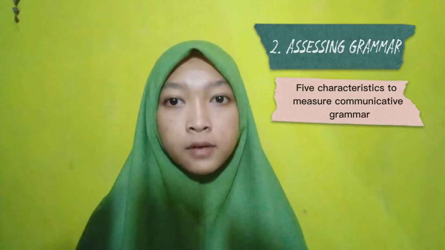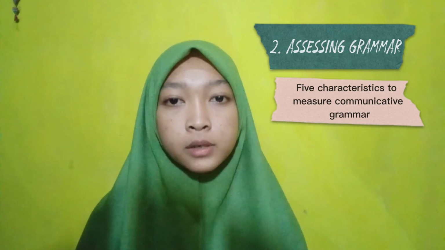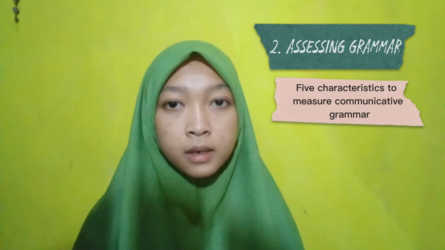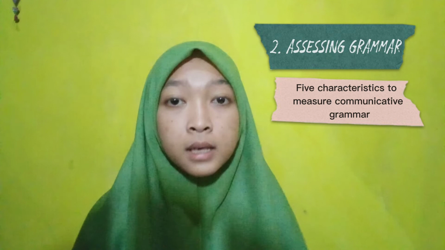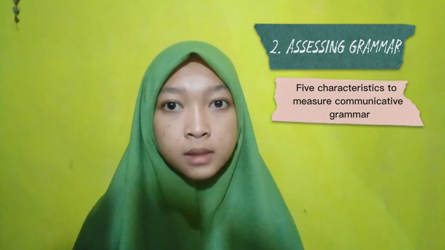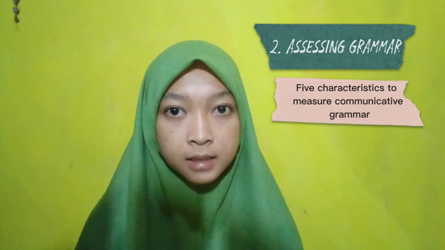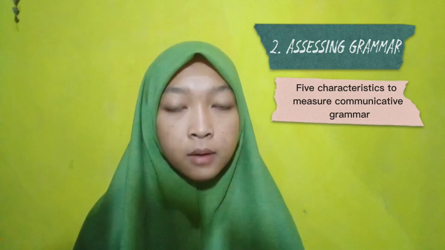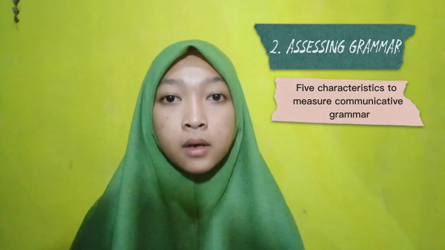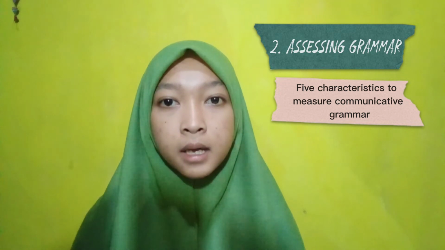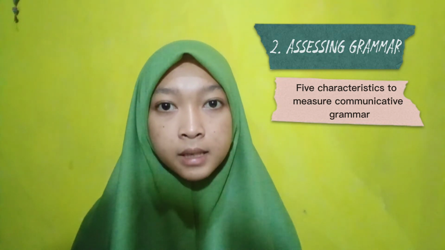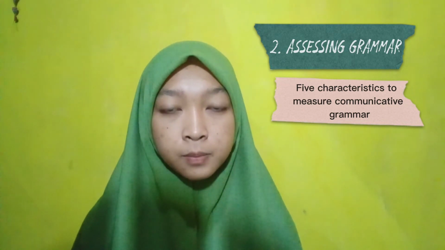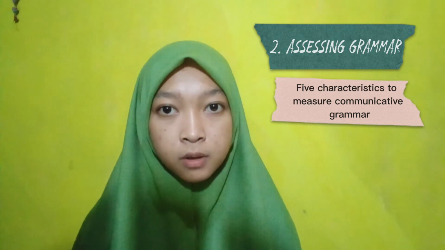Assessing grammar. Five characteristics to measure communicative grammar. Number 1. The test must provide more context than only a single sentence. Number 2. The test taker should understand what the communicative purpose of the text is. Number 3. He or she should also know who the intended audience is. Number 4. He or she must have to focus on meaning and not form to answer correctly. Number 5. Recognition is not sufficient. The test taker must be able to produce a grammatical response.